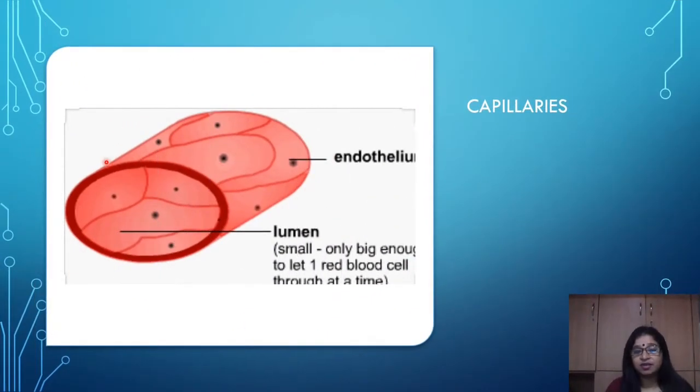The capillaries, on the other hand, have just a single cell thickness. We call this the endothelium. And the lumen is also very narrow. It is so small that it is enough to only let one red blood cell pass through at a time. But yes, the red blood cell can pass through this because of its biconcave shape. So you can imagine how fine and narrow the capillaries are, so that they can reach everywhere. And because it is just one cell thickness, exchange of gases becomes very easy across this capillary wall. So that is the advantage that we have because of the capillaries.